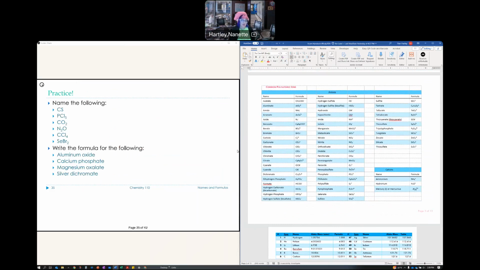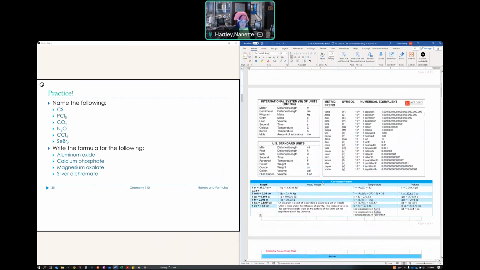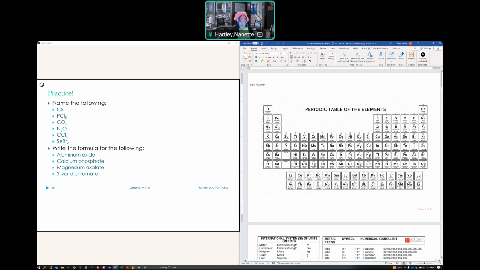So let's talk about how we would name these. CS. Okay. We'll find our table. C is carbon. We'll write that first. Carbon. There's one. Now, if it's the first thing, I don't have to put the mono carbon. I can. It's not wrong if I do. So it's monocarbon or just carbon. Second thing is S. And S is here. That's sulfur. But the second one, I have to include it.